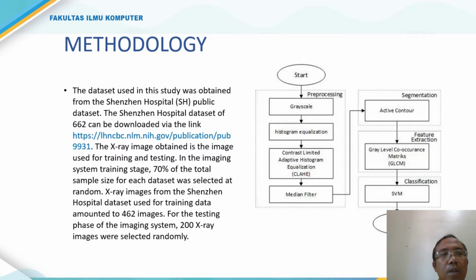Here is the flowchart of the proposed method. First, pre-processing with grayscale, histogram equalization, contrast limited adaptive histogram equalization, and median filter. Next stage, segmentation with active contour, and next stage, feature extraction with the gray-level co-occurrence matrix, and the next stage, classification with SVM.